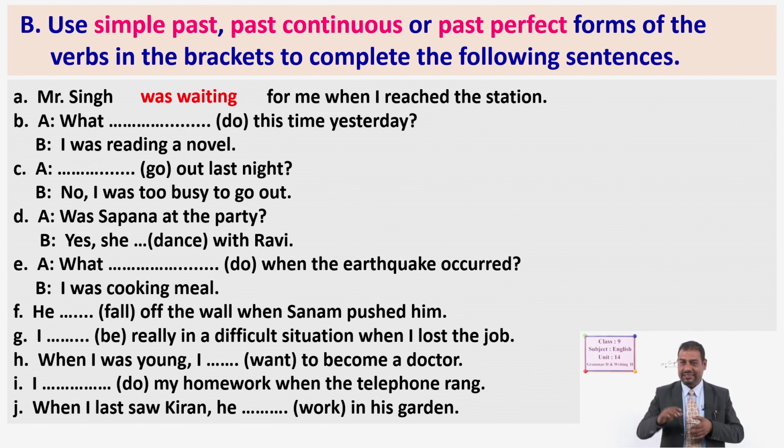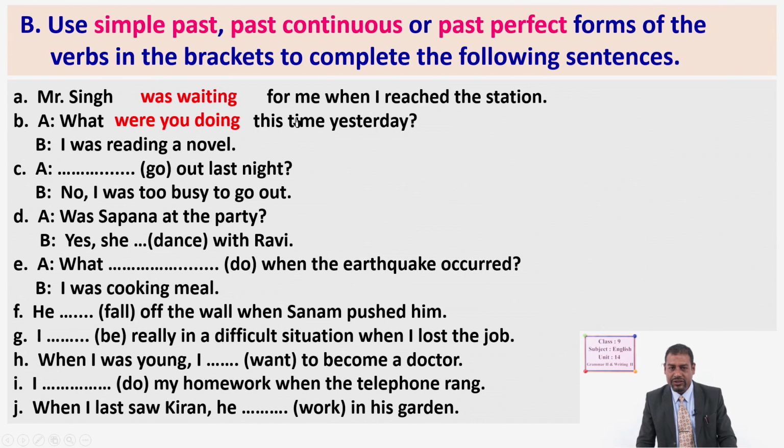So from here also you have to get a clue to supply the correct form of past tense. I was reading a novel this time yesterday. So it means the action had already started and was continuously going on, not finished. That's why it is written here, "I was reading a novel." So your question should be, what were you doing this time yesterday? I was reading a novel.